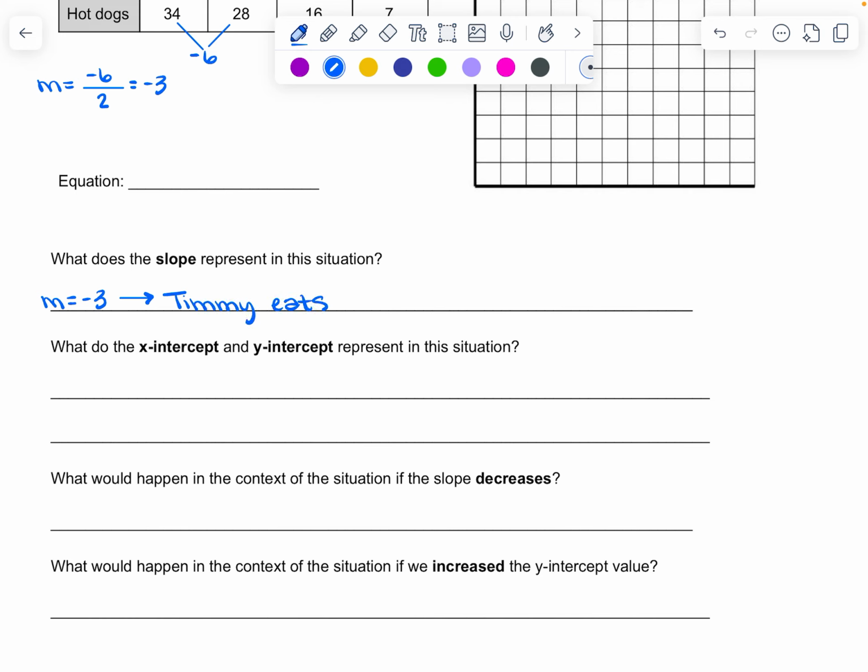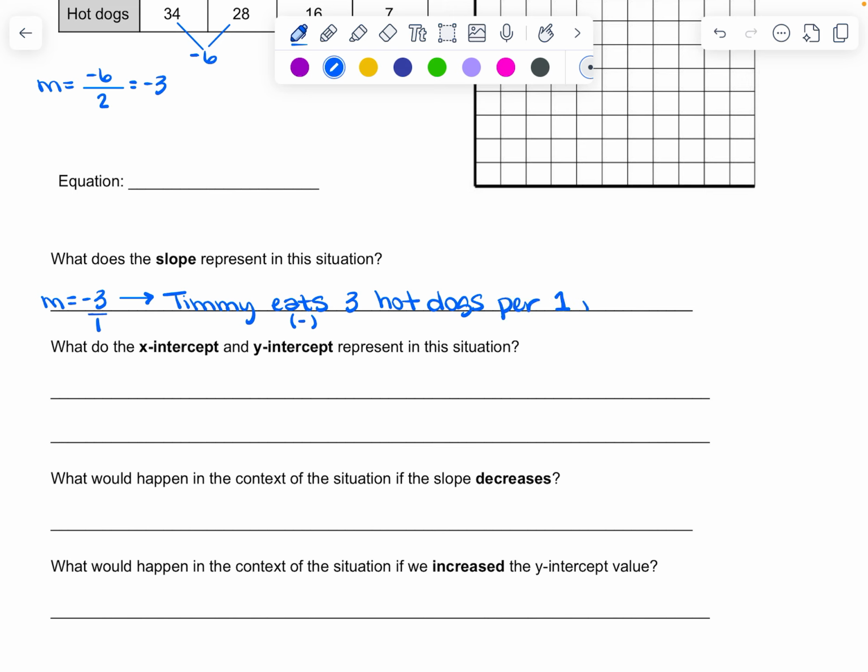So Timmy eats 3 hot dogs per minute. Because remember, that's technically negative 3 over 1. Right, so you need to describe the negative 3 and the 1. Now, the negative is being described by the word eats. If you want to say something like the number of hot dogs is decreasing by 3 per minute and use the word decrease, you can. But eats, that word is giving us the negative connotation, right, that we're decreasing in number of hot dogs. So either one is fine.